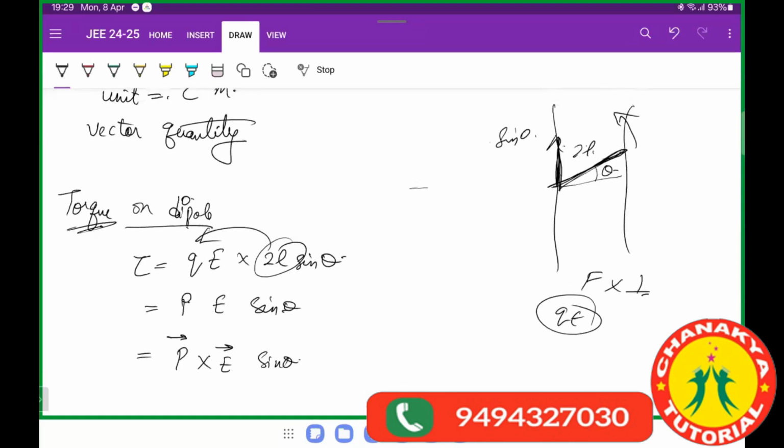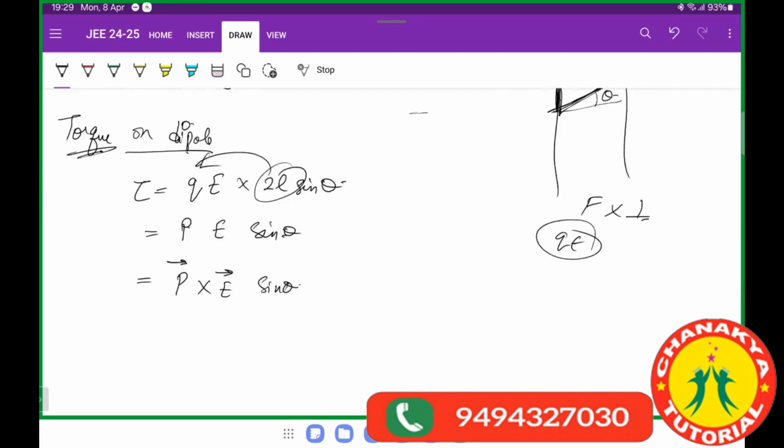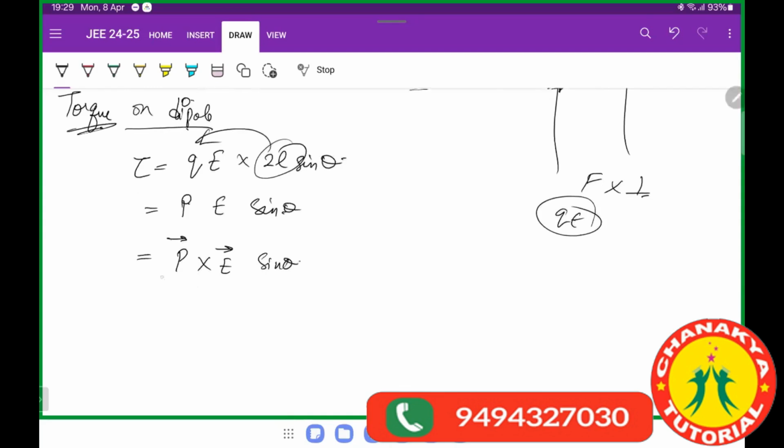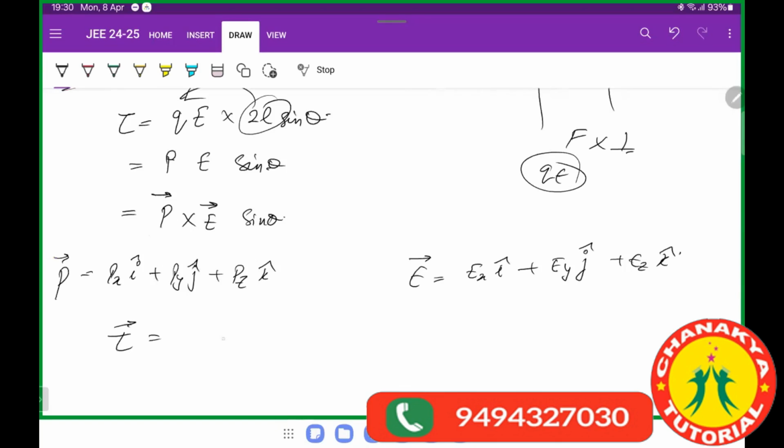Now, sometimes in your competitive exams, they ask in vector form. So let's check a formula-wise question. Suppose P is given as Px i cap plus Py j cap plus Pz k cap, and E is given as Ex i cap plus Ey j cap plus Ez k cap. Then torque will be the determinant of i, j, k.